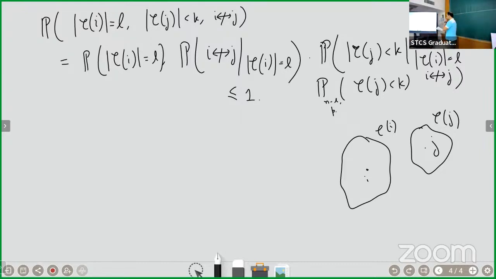Okay, I want some further simplification of this quantity. What more can I do? Is there a connection between this probability and the probability of k with n comma p? Can you connect these two quantities?